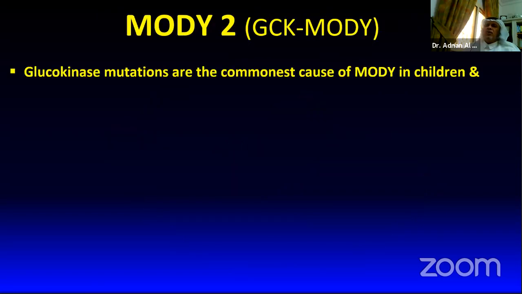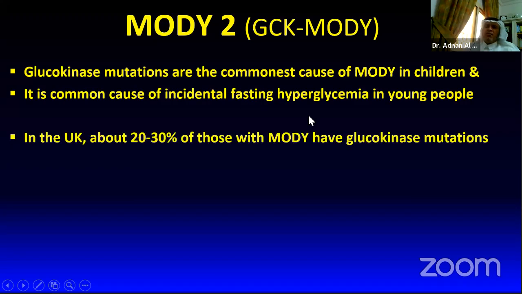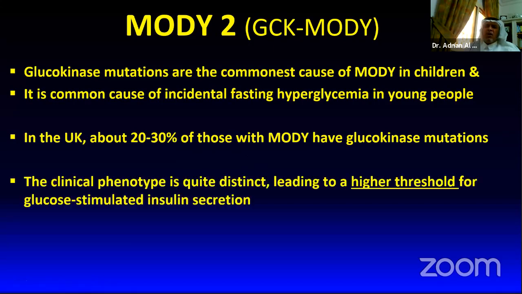So what is MODY2? It's a glucokinase mutation. It is actually the commonest cause of MODY in children, and it causes incidental fasting hyperglycemia like this patient. In the UK, it accounts for about 20 to 30% of MODYs, but in Saudi Arabia, we don't have data. And usually it causes a higher threshold of glucose stimulation.